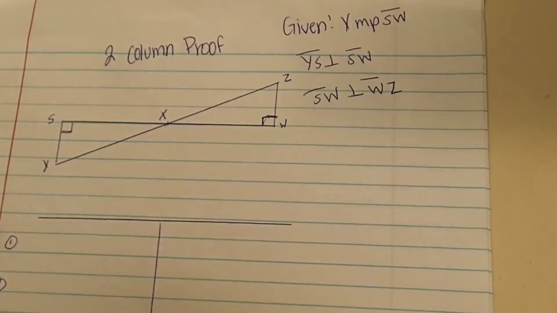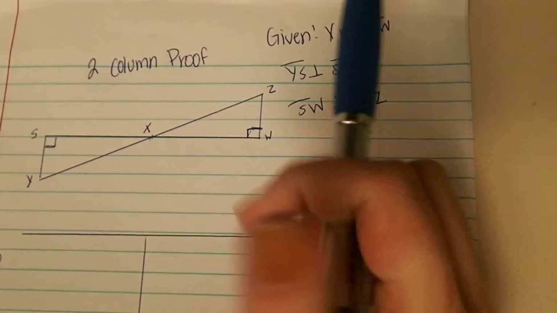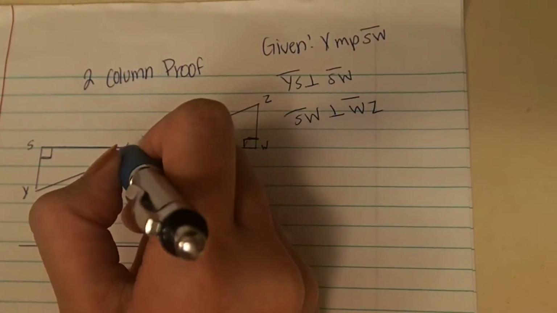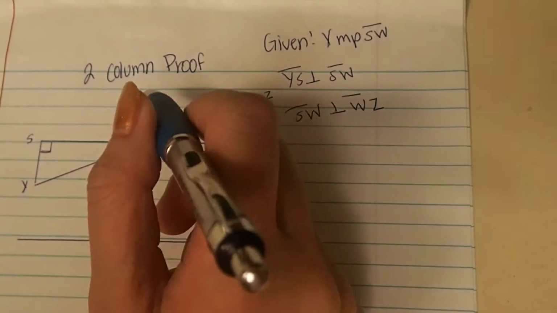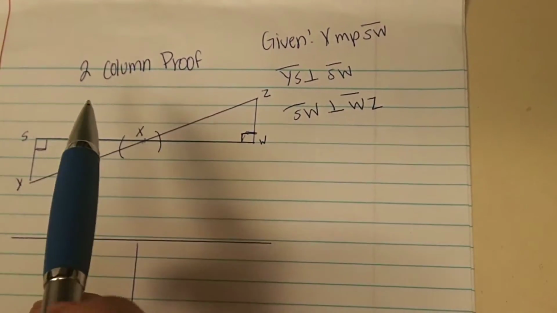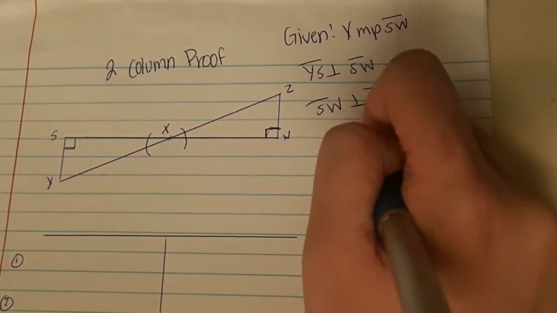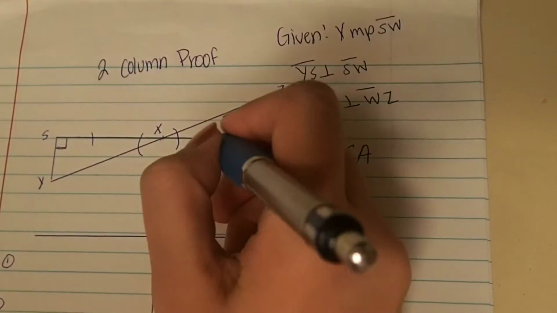And I have X is the midpoint of SW, and I'll create angle marks showing that this is the midpoint. And because this is angle side angle, that means I can create marks over here.